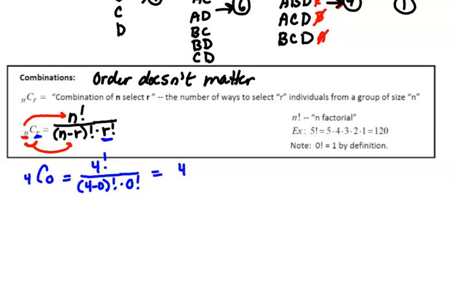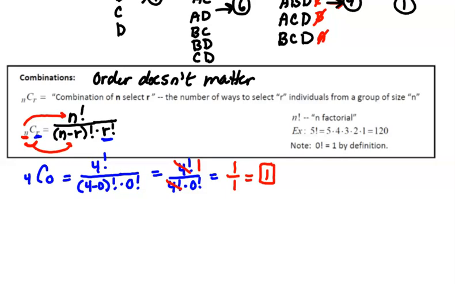So this would simplify to 4 factorial over 4 factorial times 0 factorial. Well, I could write out 4 times 3 times 2 times 1 in the numerator and 4 times 3 times 2 times 1 in the denominator, but hopefully you realize that 4 factorial divided by 4 factorial is just 1. And 0 factorial by definition is 1, so I end up with 1 over 1, which is... or sorry, which is 1, not 0. Okay, so 4 select 0, there's one way to get that.